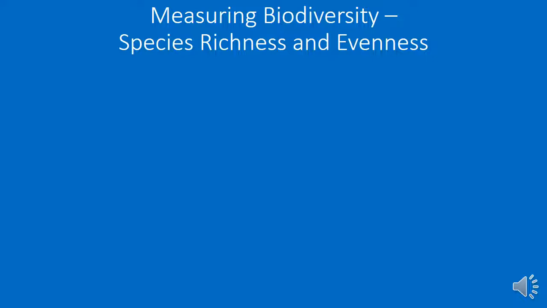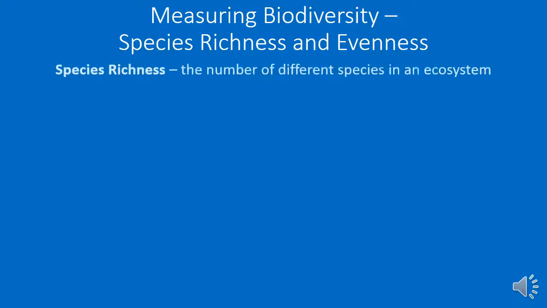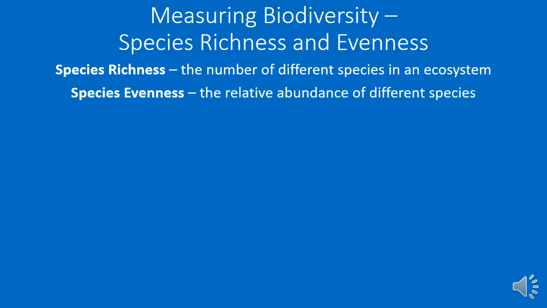Okay, so we've got these two measures. There are lots more complex measures of biodiversity out there. These are kind of the two simplest: species richness and species evenness. Species richness is the simplest measurement of biodiversity, and it's the number of different species in an ecosystem. So literally you just count how many different things are there, you get a number. That's richness. Evenness takes into account the relative abundance of those different species.